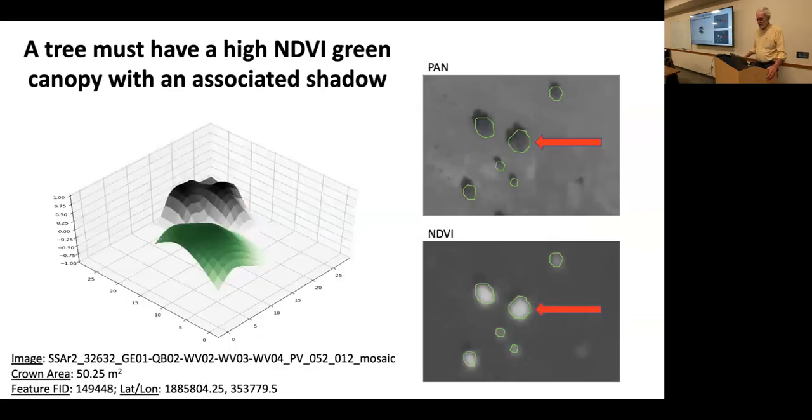It's maybe easier to look here. This is looking in a three-dimensional plot at this tree. It's the same tree, pan data, panchromatic data, NDVI. And you see the tree crown, and the shadow has to be in conjunction with it, or else we call it not a tree.